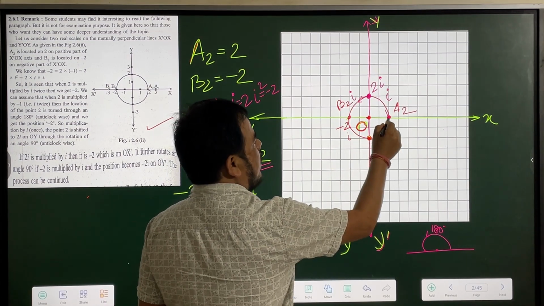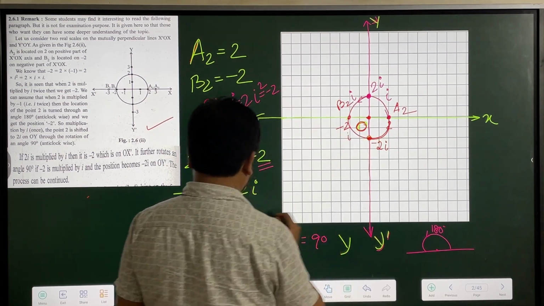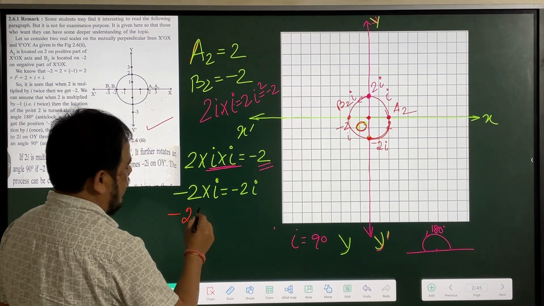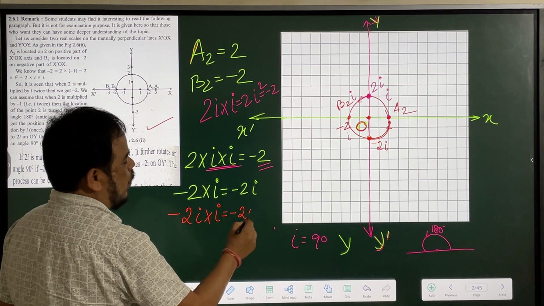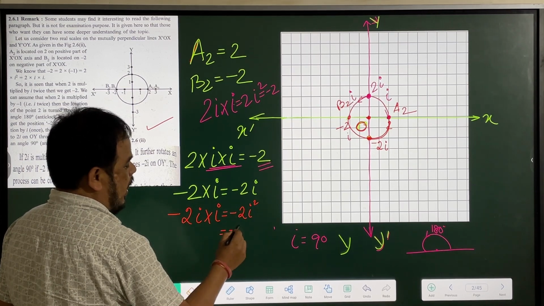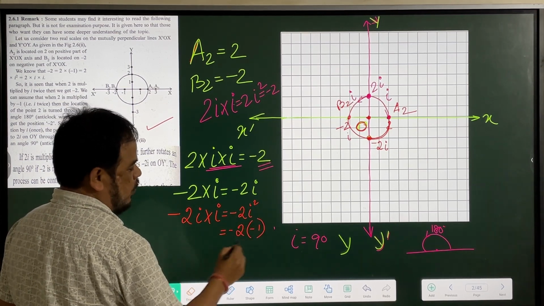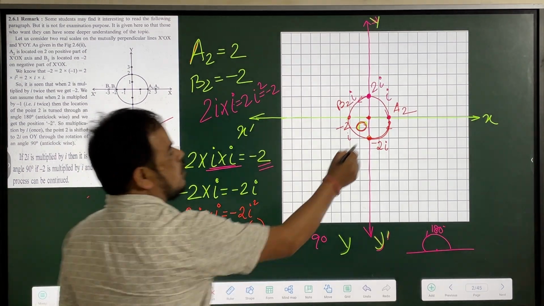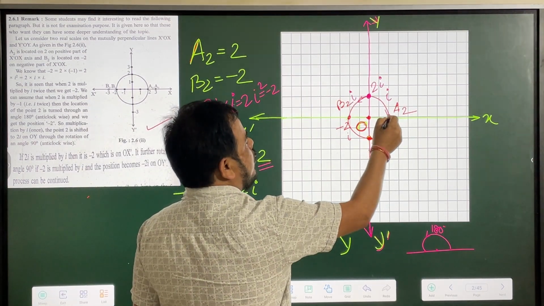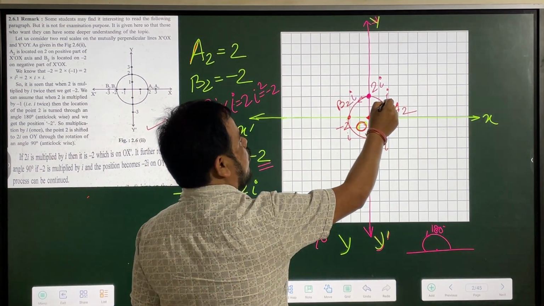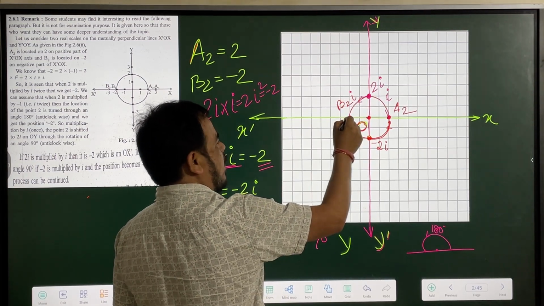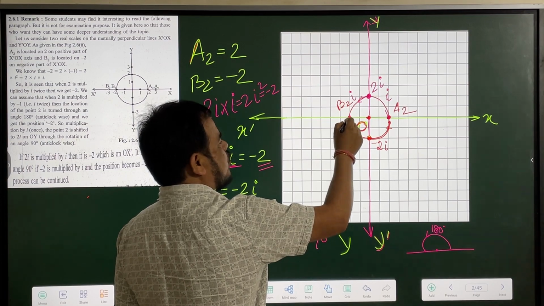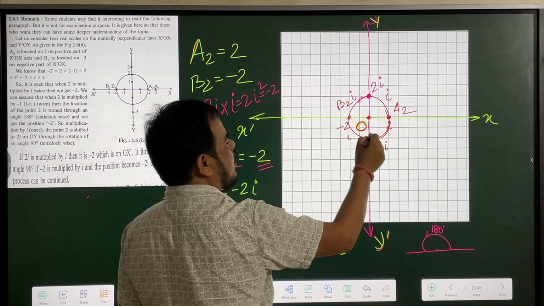From here to here we move again. That means with -2i, we will multiply by i. -2i squared, and i squared is -1, so it is +2. So with 2 multiplying i, we get 2i. If we multiply 2i with i, we get -2. With -2, if we multiply by i, we get -2i.